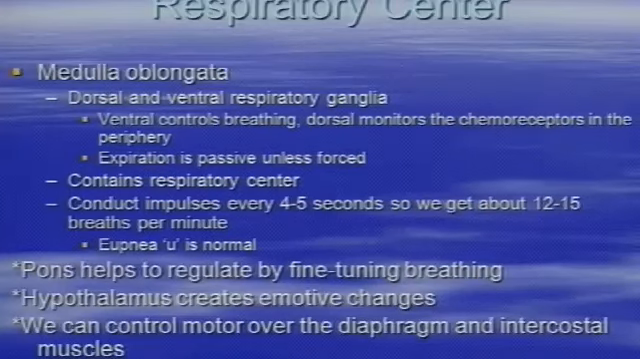Eupnea, we know that eu means normal, right? Eupnea is going to be normal breathing. Always remember it by: you are normal. It conducts pulses every 4 to 5 seconds. We get 12 to 15 breaths per minute. The hypothalamus can create emotional changes. If somebody gets really distressed, their breathing can change. But primarily the everyday breathing is going to be maintained by the pons and the medulla oblongata. And we do have conscious control. We can consciously change our breathing.